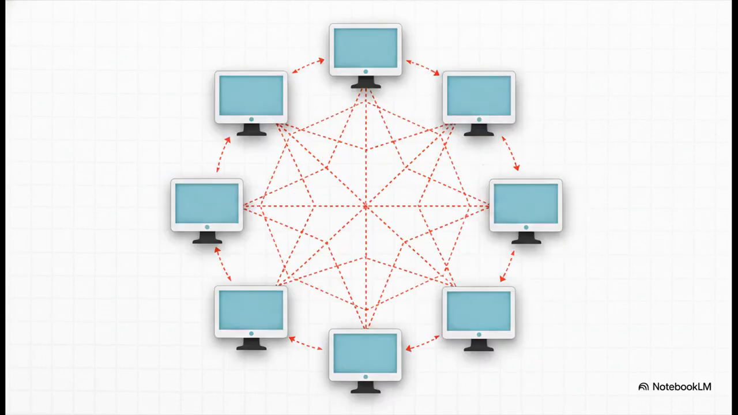Then you have the complete opposite, peer-to-peer. Here, there's no central boss, no main server. Every computer in the network is an equal, a peer. It can both ask for stuff and provide stuff. If you've ever heard of technologies like blockchain or maybe some early file-sharing networks, that's peer-to-peer. It's a total democracy of computers.